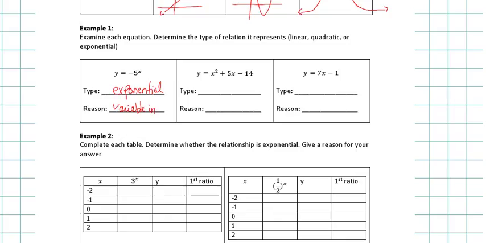What can you tell me about the second one? Quadratic degree. Can you tell me about the last one? Linear degree.